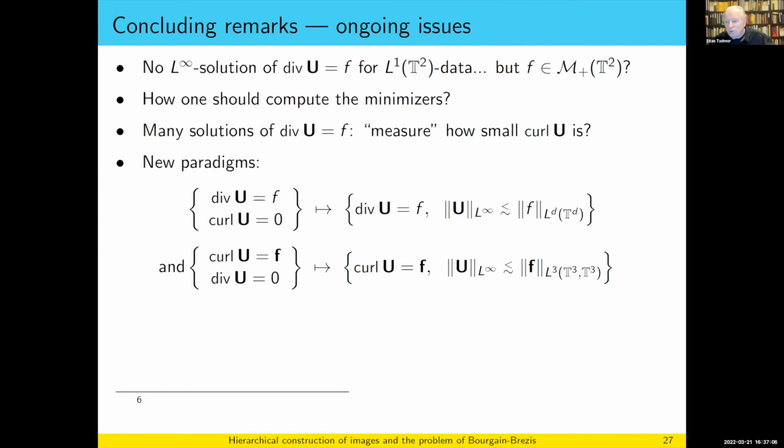There are many solutions for Bourgain-Brezis. So the question that I'm asking here is, out of many solutions, can we find the one with the smallest curl? One whose curl is most of the time zero. It cannot always be zero because of the result. I don't know the answer. This is a measure theoretic question that will tell me how to select this new paradigm.